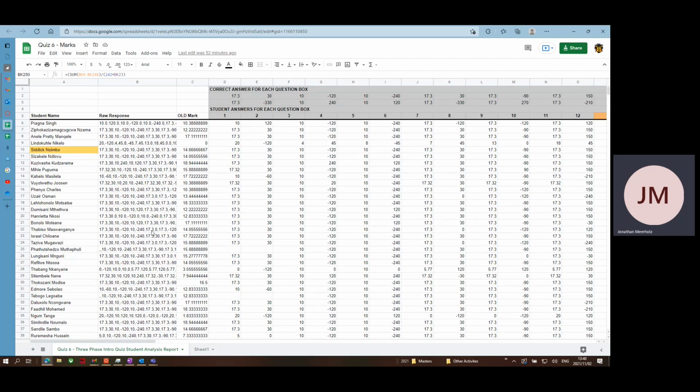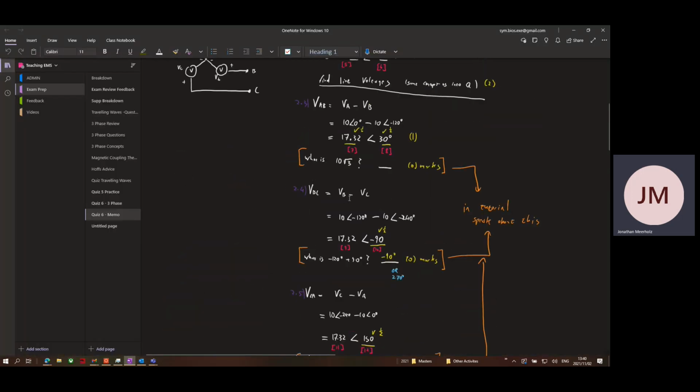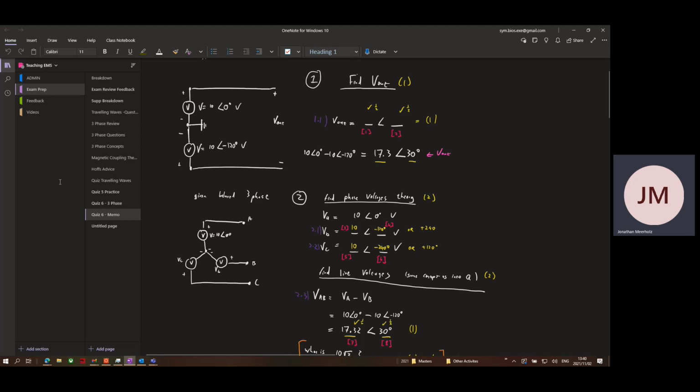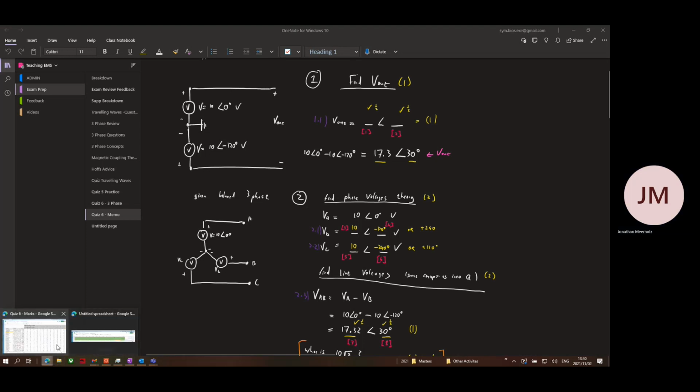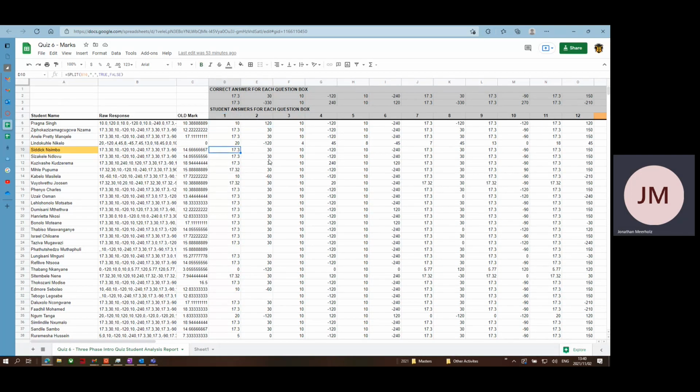Here are your student names. Here's your raw response that I extracted from WASI. Here's your old mark, which is pretty meaningless because it was marked in a very dumb way. And here is this scraped out. Now I've expanded what you inputted for each of the text boxes. Refer to the memo if you want to see what box number. So like 1, 2: this is what people entered.